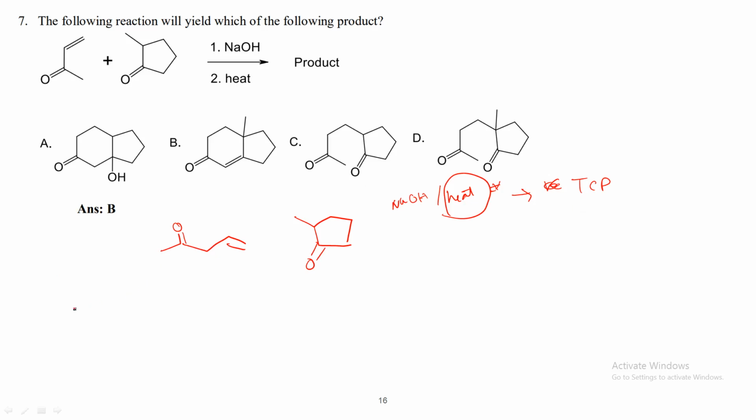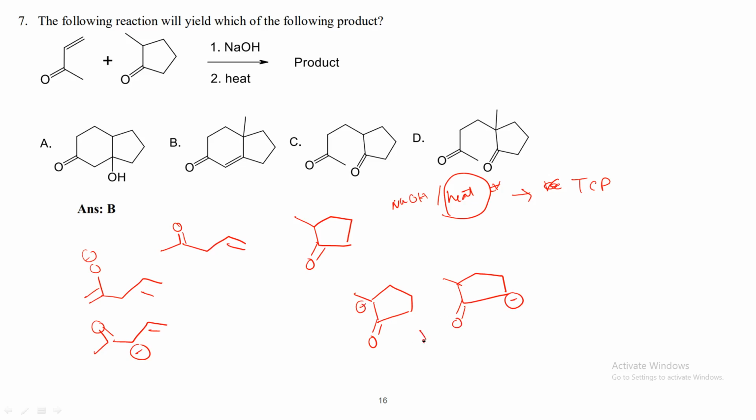enolates are possible. One of the enolates is this. The second enolate should be this one, and from here also many possibilities are there. One of them is this, and the next would be this. Among them, we draw the enolate over here.